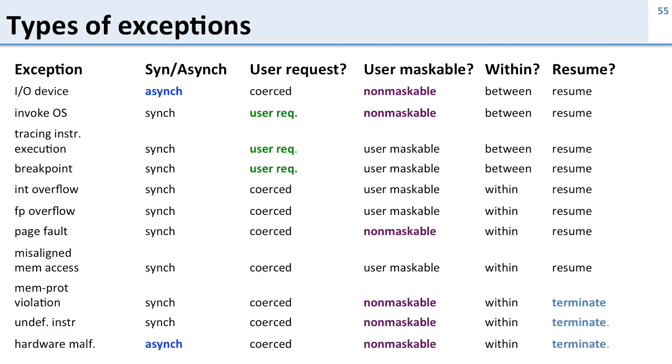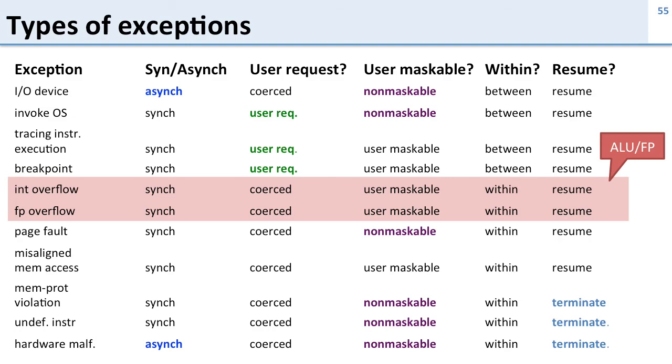So let's take a look at a whole bunch of exceptions here. So here are a bunch of different exceptions: I/O devices, going into the operating system, breakpoints, page faults, etc. Let's take a look at a few of them. So here's integer overflow and floating point overflow. These are exceptions that happen in the ALU when you're doing math or the floating point unit.